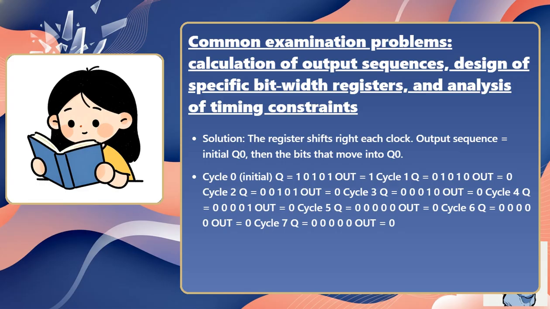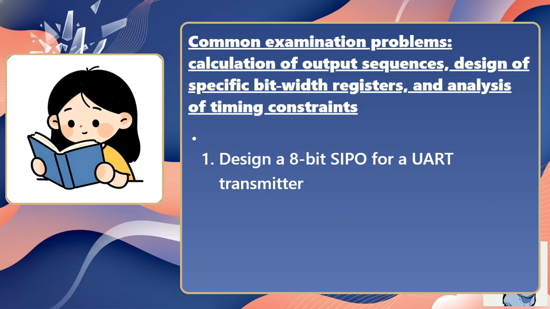Cycle 2: Q equals 00101, output equals 0. Cycle 3: Q equals 00010, output equals 0. Cycle 4: Q equals 00001, output equals 0. Cycle 5: Q equals 00000, output equals 0. Cycle 6: Q equals 00000, output equals 0. Cycle 7: Q equals 00000, output equals 0. Thus the output is 10000000.